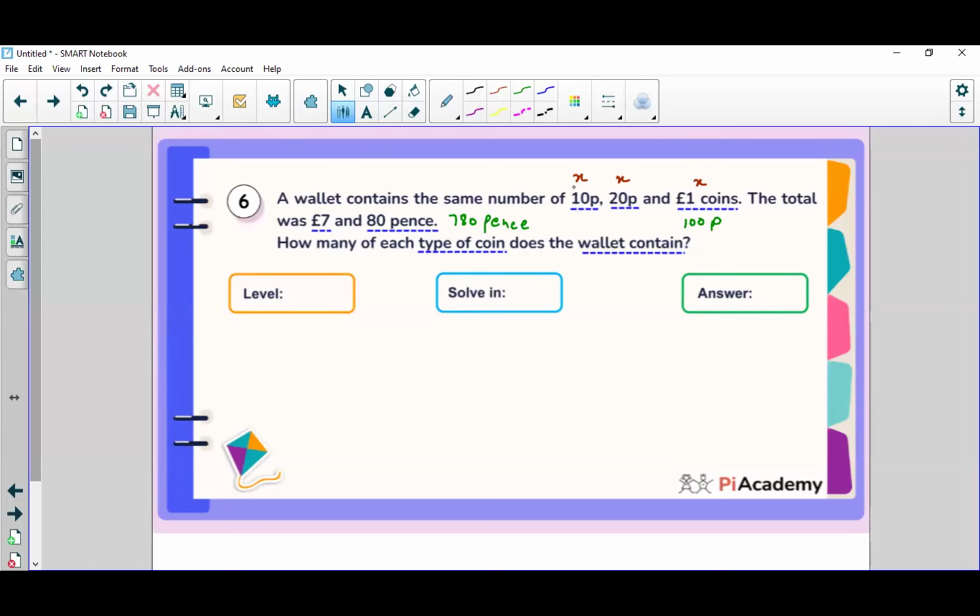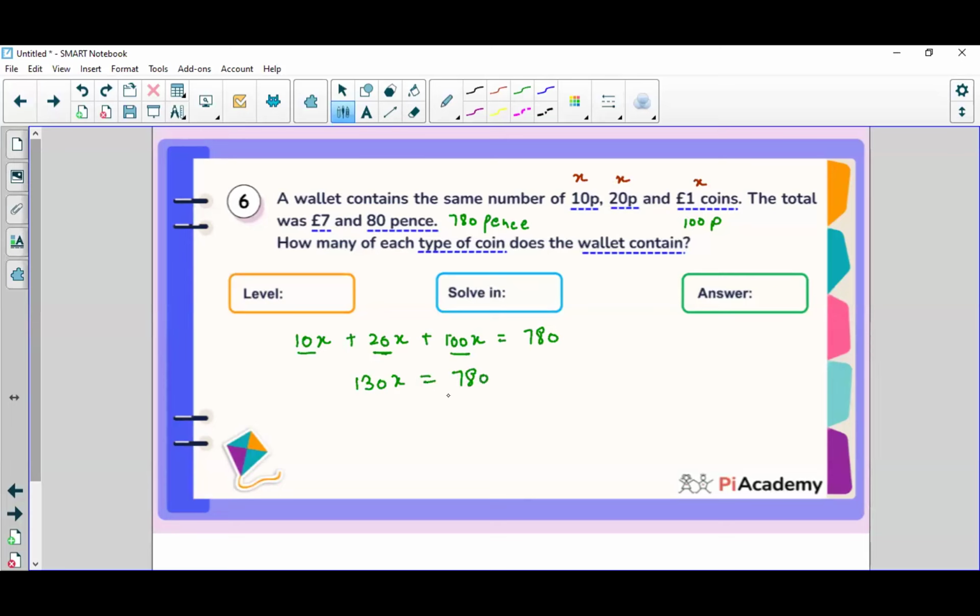Now, see, x coins of 10p. So what is the total amount here? 10x pence. Plus x coins of 20p. So what is the total amount? 20x pence. Plus x coins of 100p, because we changed pounds to pence. So that should be 100x pence. And what is the total amount here? It's 780 pence. So now this 120, and then it's 130. So 130x equals 780 pence.